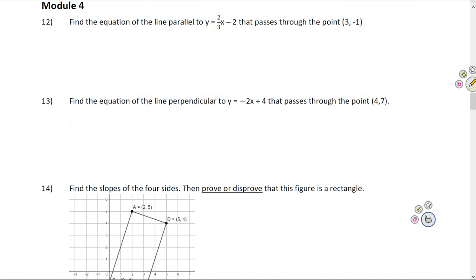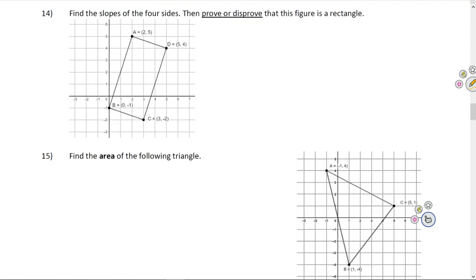Okay, cruising along. Number 14: find the slopes of the four sides, then prove or disprove that this figure is a rectangle. Well, the defining characteristic of a rectangle is that the four angles are right angles. And the way you can tell if things are right angles on the coordinate plane is if their slopes are negative reciprocals. So I will find the slopes of the four sides, and I'll start with AB.